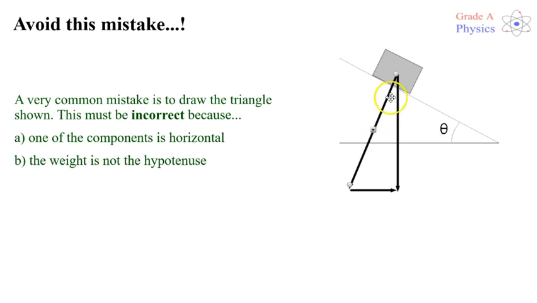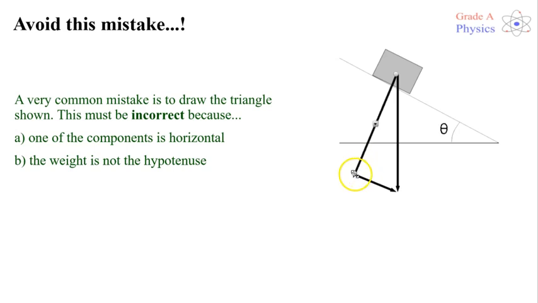Also, and very importantly, if we draw it like this, then this component here, the perpendicular component, becomes the hypotenuse of the triangle. Again, doesn't make any sense because that would mean a component of the weight is larger than the weight itself. So we have to redraw this correctly. We've got the parallel component and the perpendicular component.